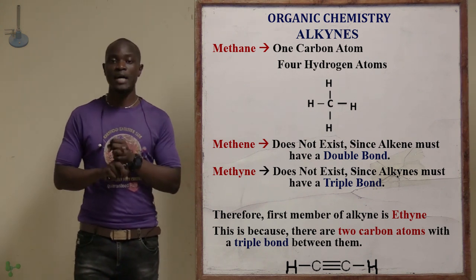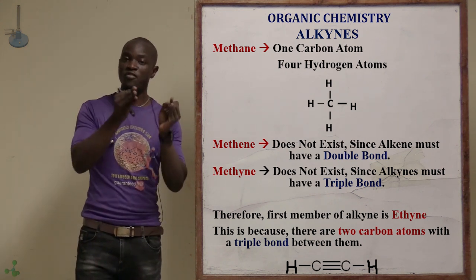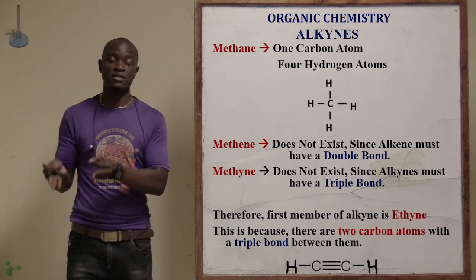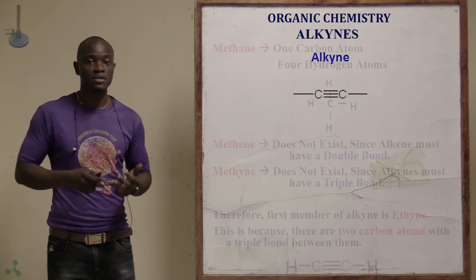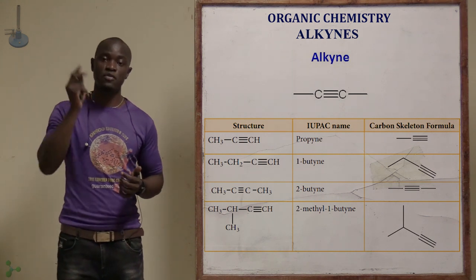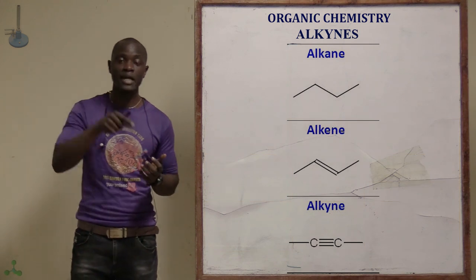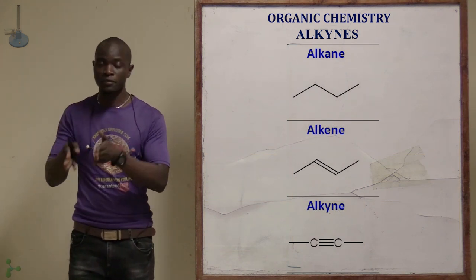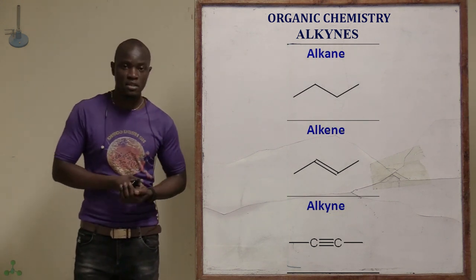So the first member of the alkynes is ethyne. Ethyne is the first member, just as with the alkenes, ethene was the first member. So with alkynes, the first member is always ethyne. Remember, if you see the zigzag, take note: if you see triple lines, know that that is an alkyne. If you see double lines, know that that is an alkene. Triple lines represent a triple bond, and double lines represent a double bond, as you can see in this table.